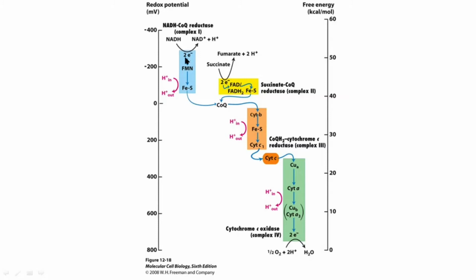If you see here, 2 electrons are obtained from reduced coenzyme NADH. This NADH, upon giving away the electrons, gets oxidized and forms NAD plus and 1 proton. Now you see the pathway of this electron. Once it enters complex 1, it goes across different components and finally it reaches the terminal electron acceptor, that is oxygen.